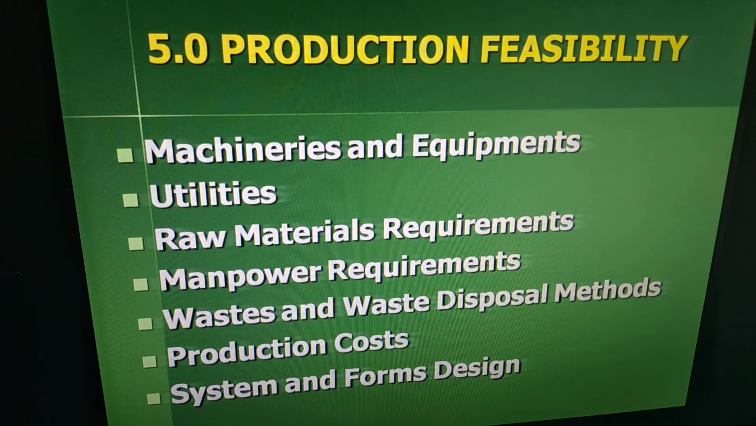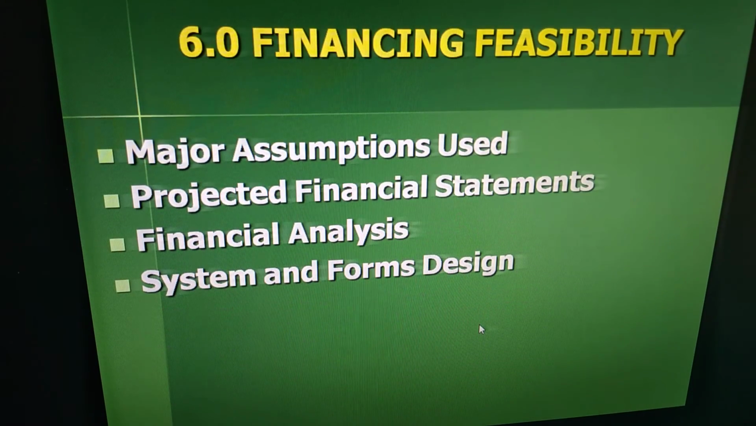What is your waste disposal method, and how will you dispose of your waste so that it will not violate the Environmental Protection Act? And then the production cost per item, as well as the production cost for the startup operation, that includes the rental. Okay, and then the system and forms. Systems, you're talking here of process, and the form design for your production feasibility. What are the forms used for your production operation?